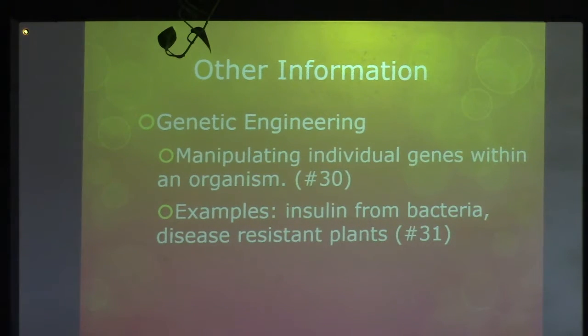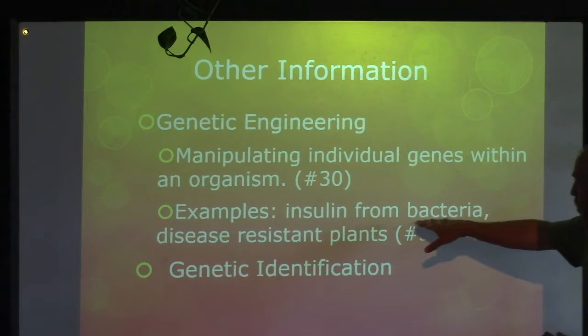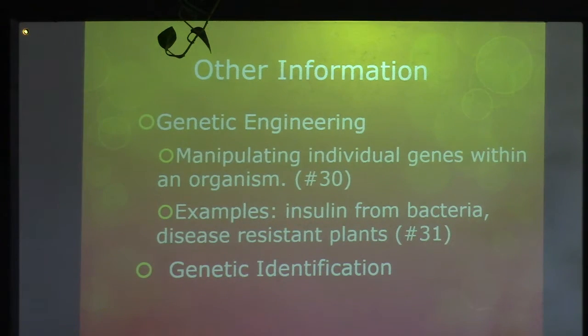So, examples of this are insulin from bacteria and disease-resistant plants. Remember, the only possibility for you to have disease-resistant banana trees is to do genetic engineering. People are really opposed to that because they think you're altering nature. So there's a lot of debate whether that's good or bad.